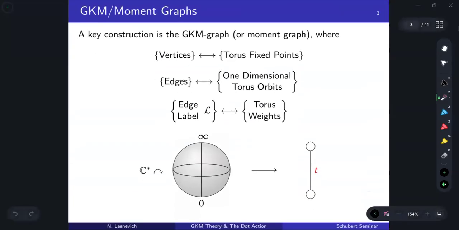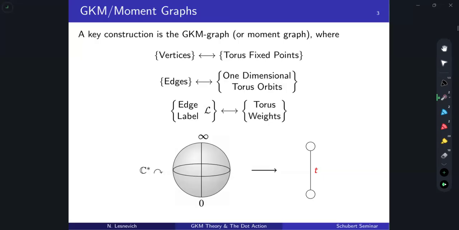The key combinatorial construction behind GKM theory is the GKM or moment graph. We have these finitely many torus fixed points. Those are going to form the vertices of our graph. Part of being equivariantly formal means that our one-dimensional, one complex dimensional, torus orbits are going to connect two different fixed points. So those are going to be the edges in our GKM or moment graph.